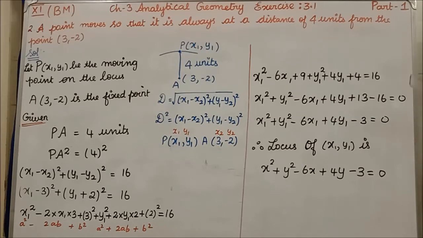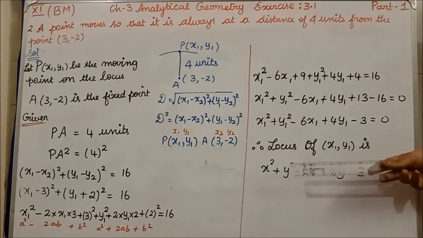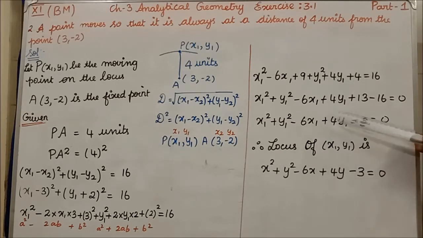They are asking for the locus of the point. So the locus of the point (x1, y1) is the same question you are going to write as the answer, but you should not put x1, y1. You have to just write x, y. See, x square plus y square minus 6x plus 4y minus 3 equal to 0. Clear all of you, the second question?